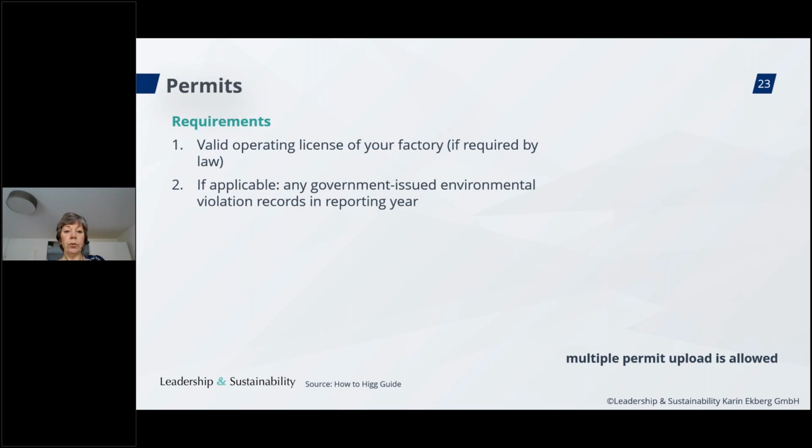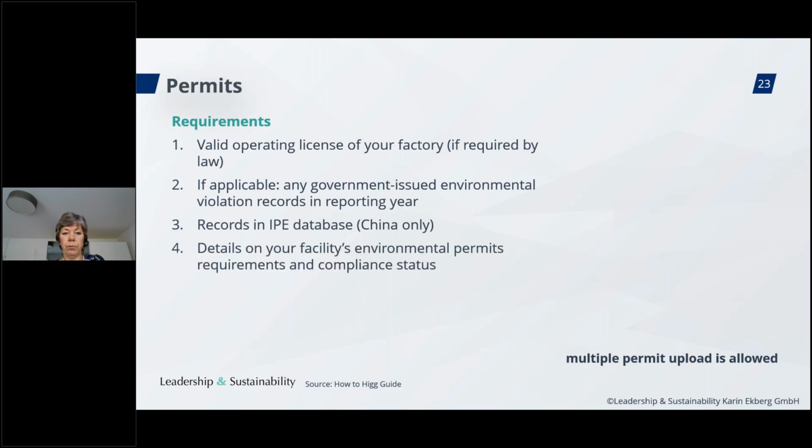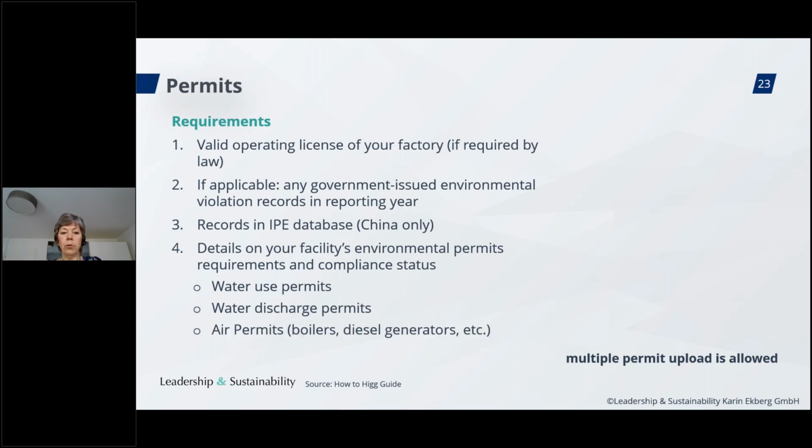And then you also need to report if you had any government-issued environmental violation records in the reporting year. If you have a record in the IPE, that's a Chinese NGO and only active in China, if you have violation records there, you should report on that. And then you should also report details on your facilities' environmental permits, requirements, and compliance statements. For example, water use permits, water discharge permits, air permits, and chemical permits, etc. It's a long list there.